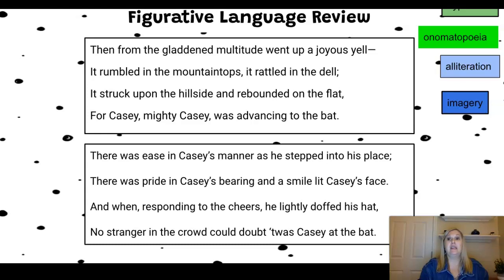So I want you to find an example of hyperbole, an example of onomatopoeia, an example of alliteration, and here's a new one, imagery. Where does it say, what lines in there really describe something? Like you can picture it, you can picture something, and it just creates a picture in our mind by giving details. So find an example of imagery. Pause the video so that you can do that.